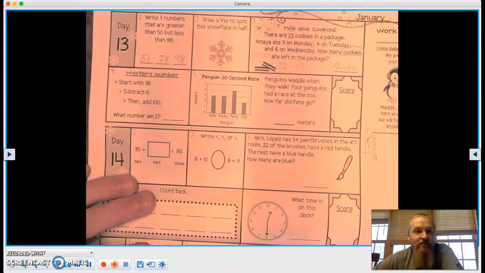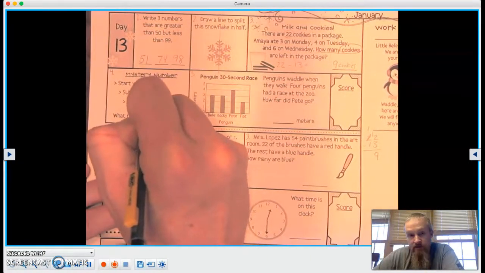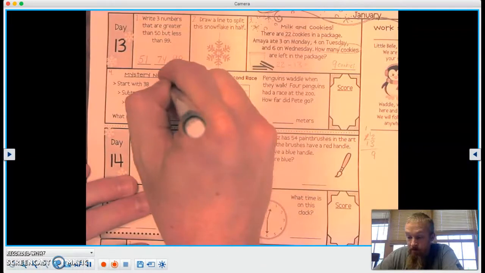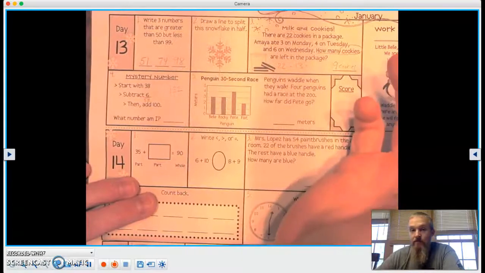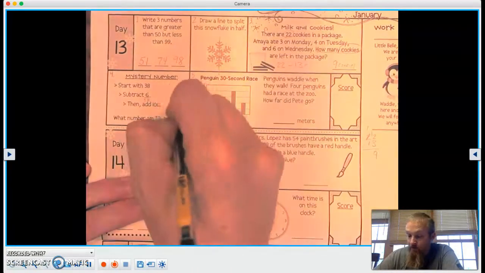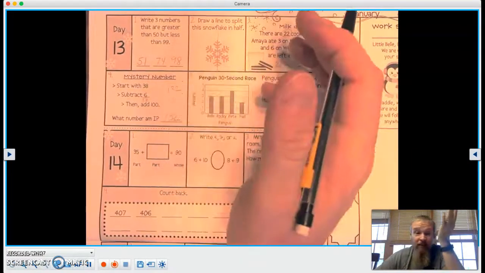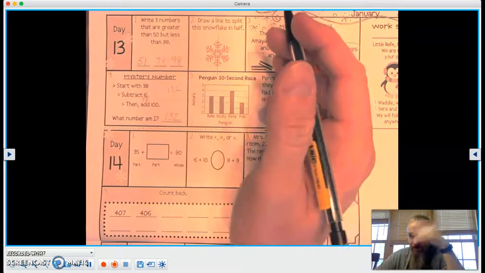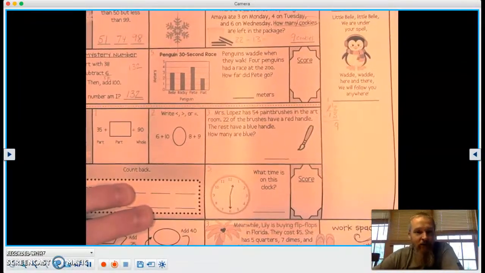Number 4. Ooh, a mystery number. Start with 38 and then subtract 6. So 8 minus 6 is 2. 3 minus nothing is 3. So we have 32. Okay? Then we need to add 100. There it is, 100. 32. Notice when I added 100, all I did was put a 1 in the hundreds column, because 3 plus 0 is 3 and 2 plus 0 is 2, right? So 132.